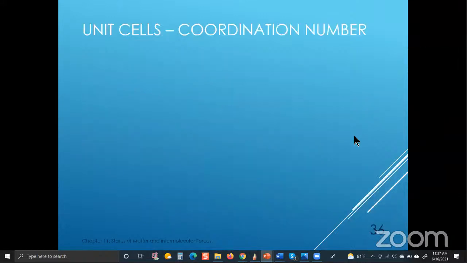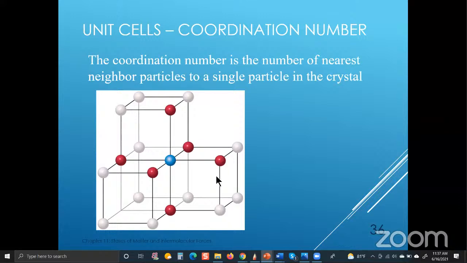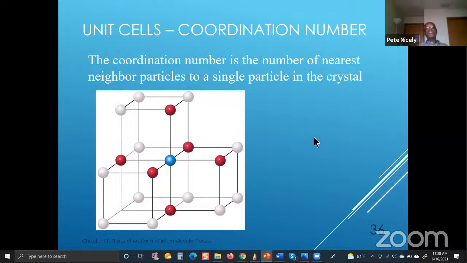Okay, one important thing you need to be able to identify when it comes to unit cells is the coordination number, which is the number of nearest neighbor particles to a single particle in the crystal. So for example, in this particular arrangement, as far as this atom is concerned, the coordination number for this atom is 6. 1, 2, 3, 4, 5, 6, all right?